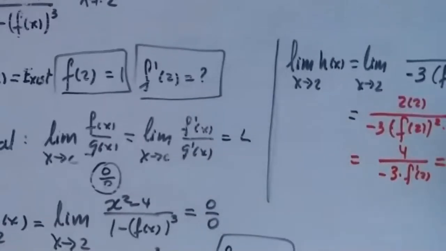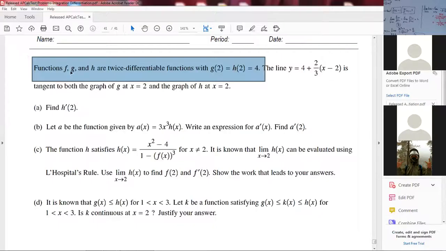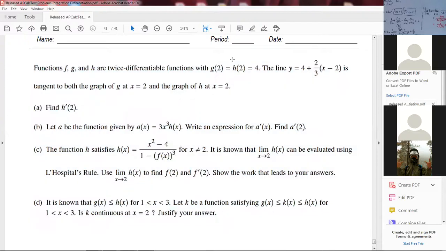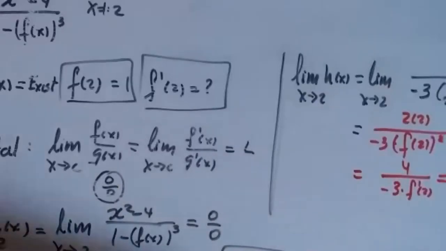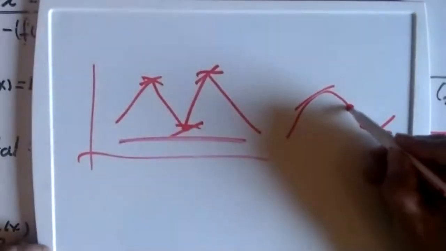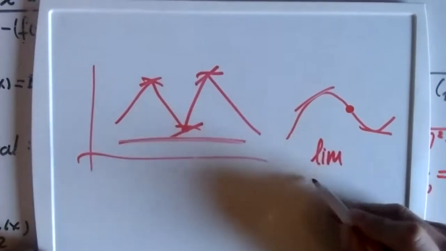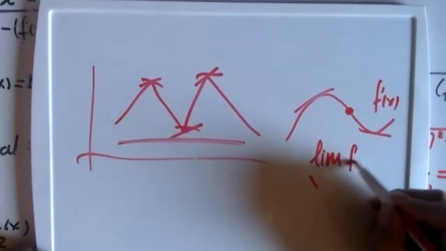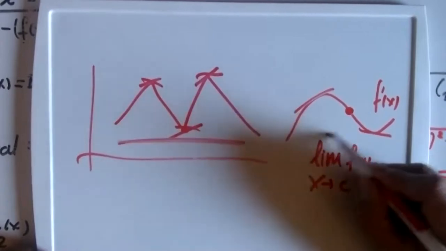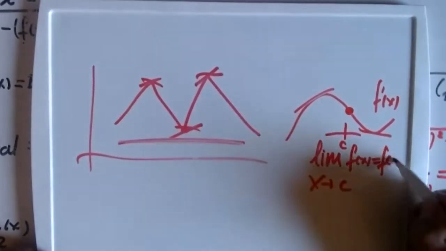The problem says the functions f, g, and h are twice differentiable, right? So g of 2 equals h of 2 equals 4. So here is a piece of information that is important. H of 2 equals 4. So let me just go back to my board. What is the limit of a function at a point when it's differentiable or continuous? So the limit, if this is f of x, the limit of f of x when x approaches c, suppose this is c, is f of c, correct?